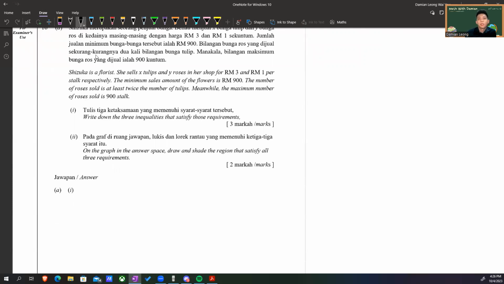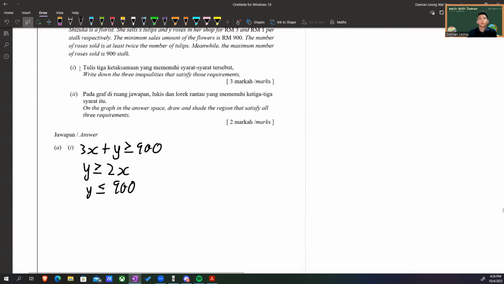First requirement is minimum sales 900 ringgit. So means 3 ringgit times number of tulips plus 1 ringgit times number of roses, Y, at least, because minimum 900 means it can be equal or more to 900. That's first inequality. Number of roses sold, Y, at least more equals twice the number of tulips means 2x. And maximum number of roses less or equals 900 stocks, so 900. Yeah, these are the 3 inequalities.